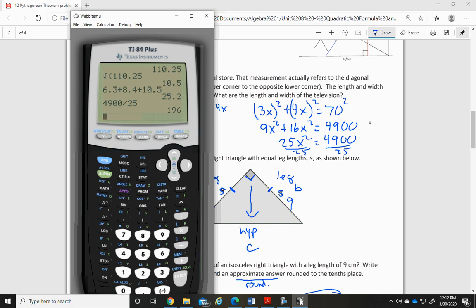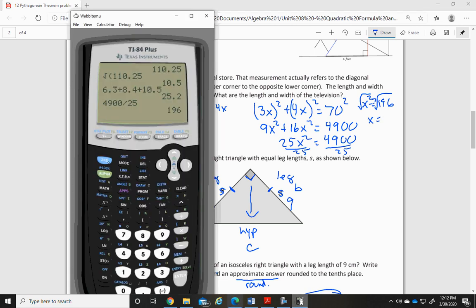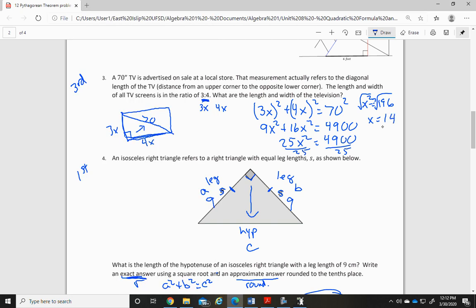And I get 196. X squared equals 196. Square root both sides, plus or minus. So x equals the square root of 196, which is 14. So x is the common factor. So the common factor is 14. They're asking for the length and the width of the television. So I have to do 3 times 14, and I have to do 4 times 14.